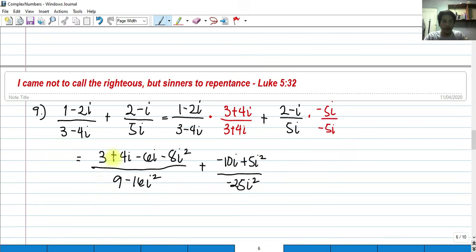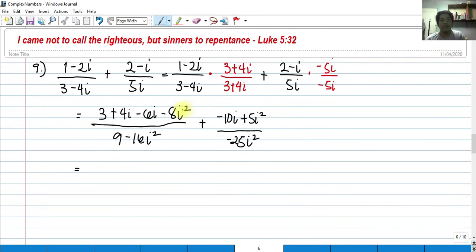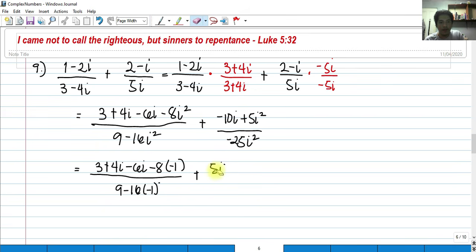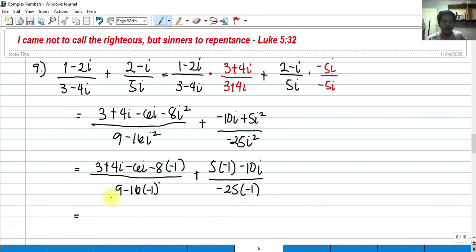So upon simplifying, by substituting i squared is equal to negative 1, we have this negative 1 over 9 minus 16 times negative 1, plus 5 times negative 1 minus 10i over negative 25 times negative 1. Okay, so let's evaluate. Negative 8 times negative 1, that becomes 8, plus 3, that's 11.